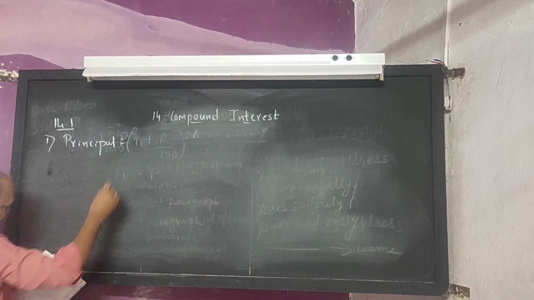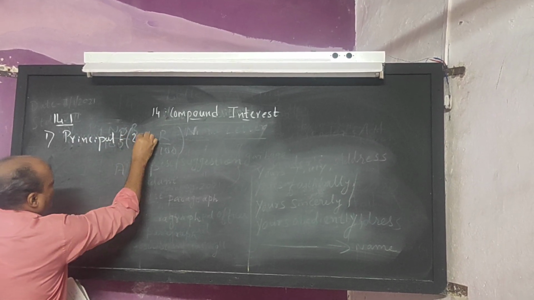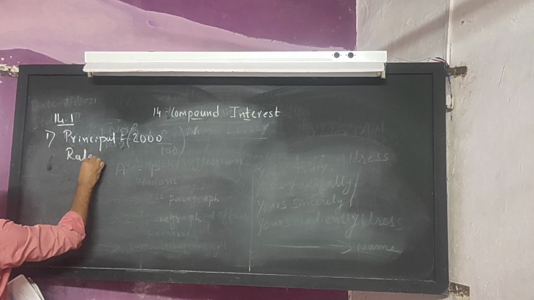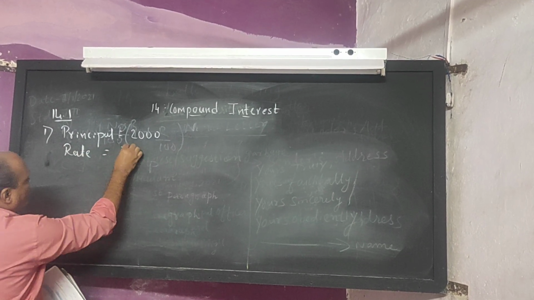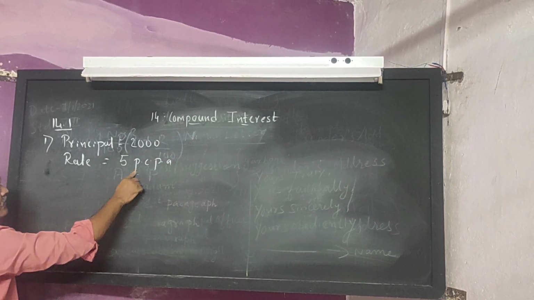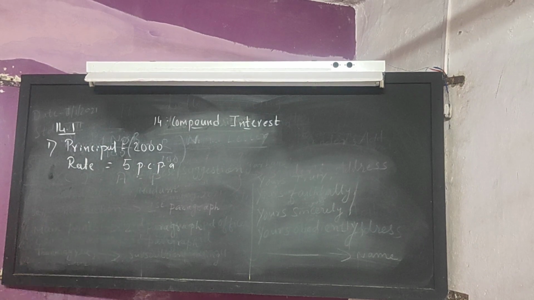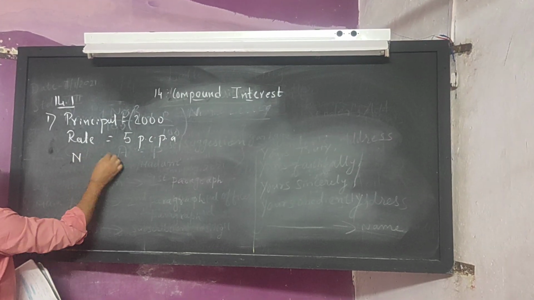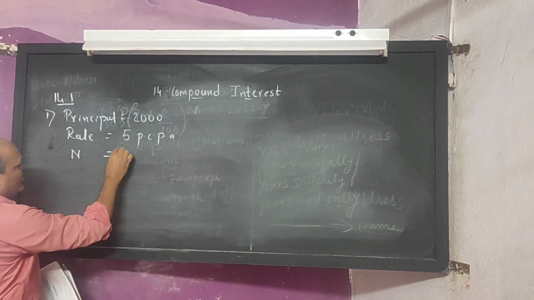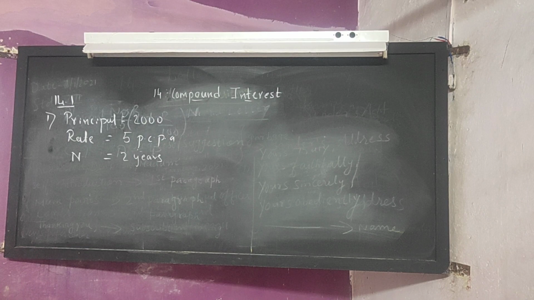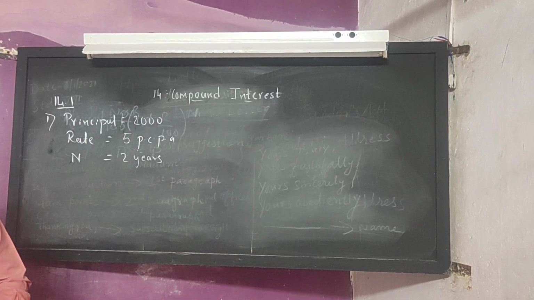Principal is given to you, 2000. Rate is given to you, 5 percent per annum, PCPA. The full form of PCPA is percent per annum. And N is given to you, that is 2. We have to find in question number 1 the amount and compound interest.